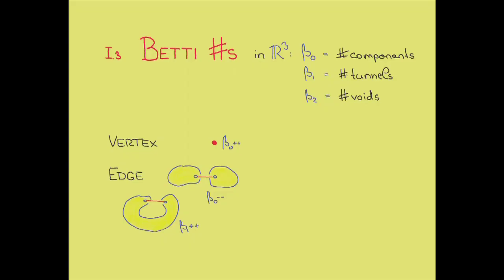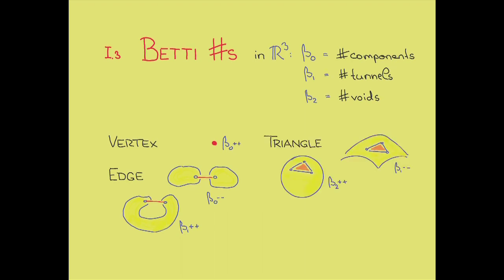If I add an edge, now there's 2 possibilities. Namely, I could connect 2 components, and beta 0 goes down. Or I connect 2 vertices which have already been connected somehow in the complex, and then I create a cycle. Beta 1 goes up. So beta 1 counts the number of tunnels in 3 dimensions.